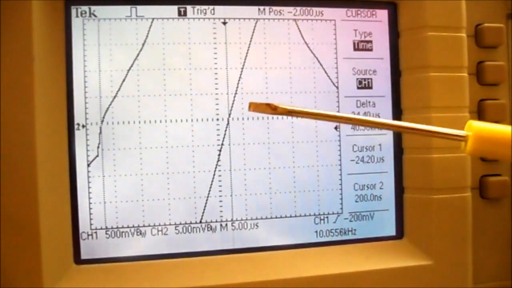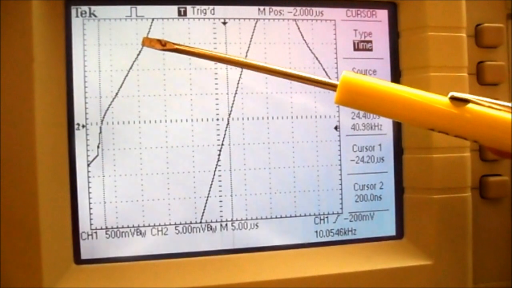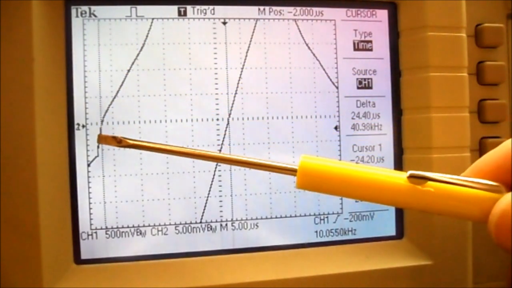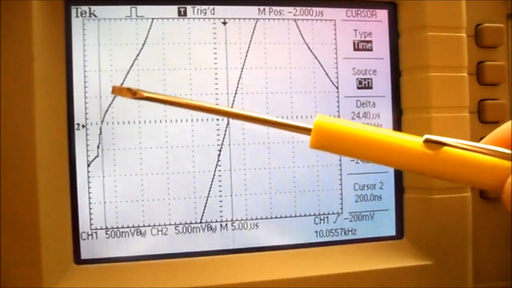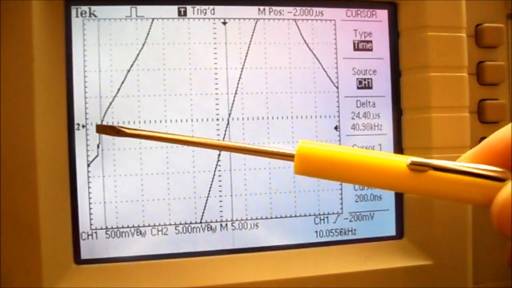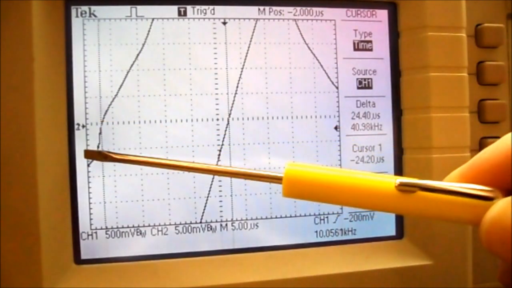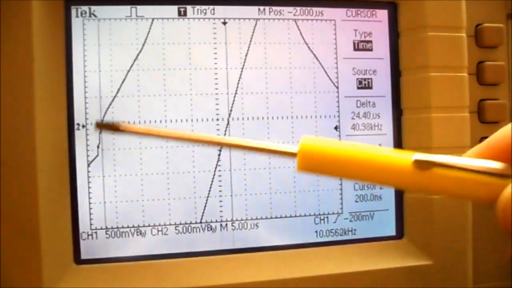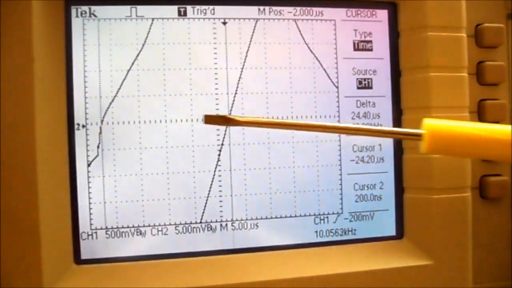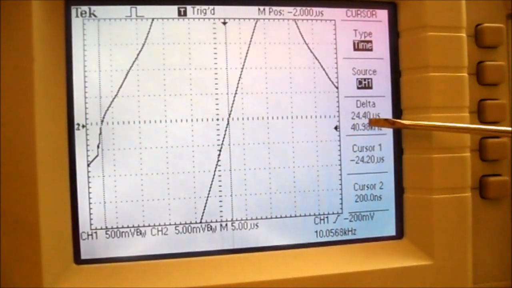Now I've readjusted my oscilloscope so I get the two 0 crossing lines, and you can see that the waveform for the current going through the capacitor has kind of a funny curve to it. So I'm just going to try and take this part rather than worry about this funny curve that's kind of got into it. So I'm going to measure from here to here with my cursors, and you can see I've got a delta of 24.4 microseconds.